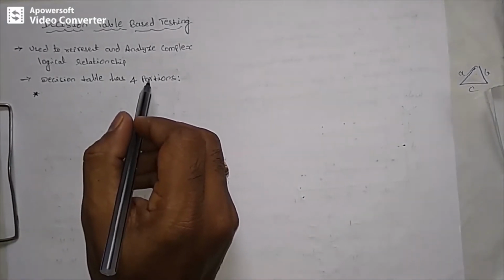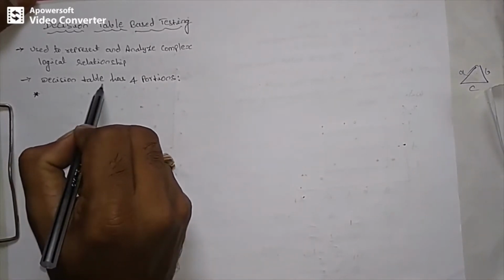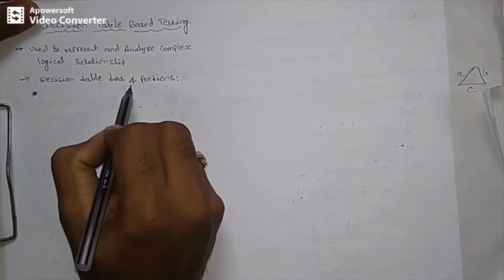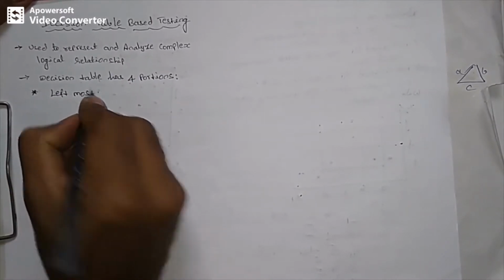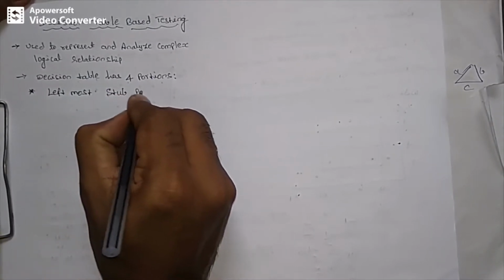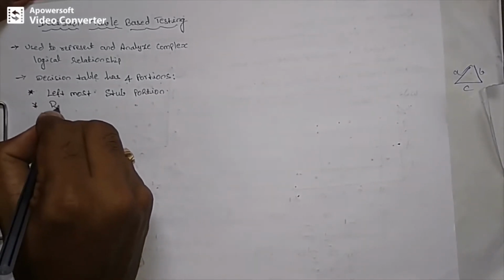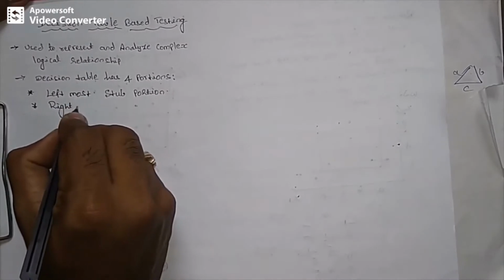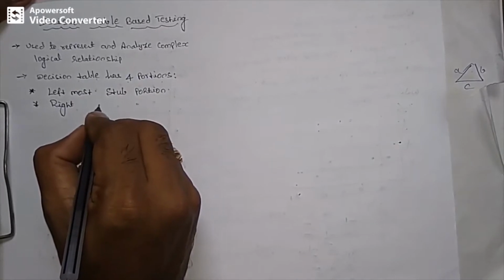How does the decision table technique look, and how do we draw it? We will draw a table, and that table we call a decision table. The decision table will have 4 portions. The first portion, the leftmost column, we call the stub portion. The second portion, the rightmost column in the table, opposite the stub portion, we call the entry portion.